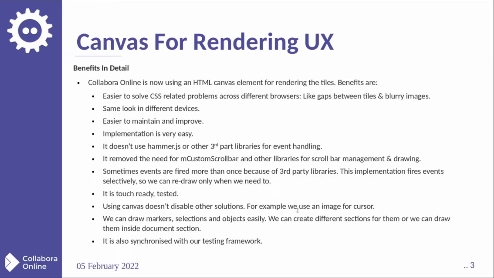Collabora Online is now using an HTML canvas element for rendering the tiles. Along with a consistent look, there are other benefits that we have with this choice. Let me talk about these items. It is easier to maintain and improve. We now have our own class, the canvas section container. Thanks to this new structure, we have control over events and UI. It's designed to work isolated and is flexible enough to be improved. In the end, we reduced the need for the third-party libraries that we were using for event handling and UI.